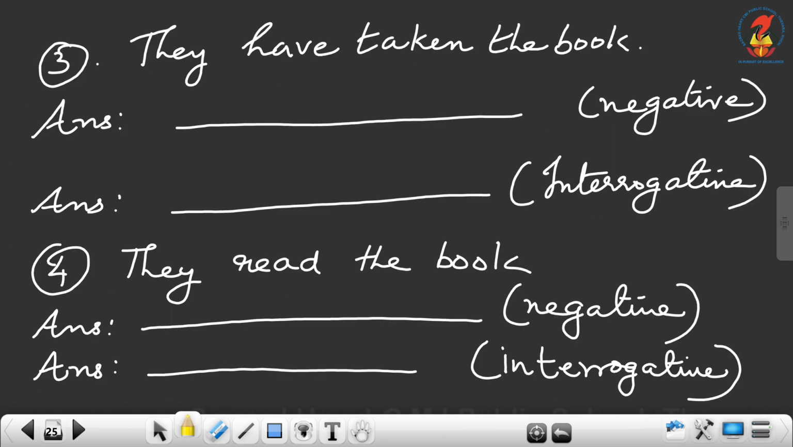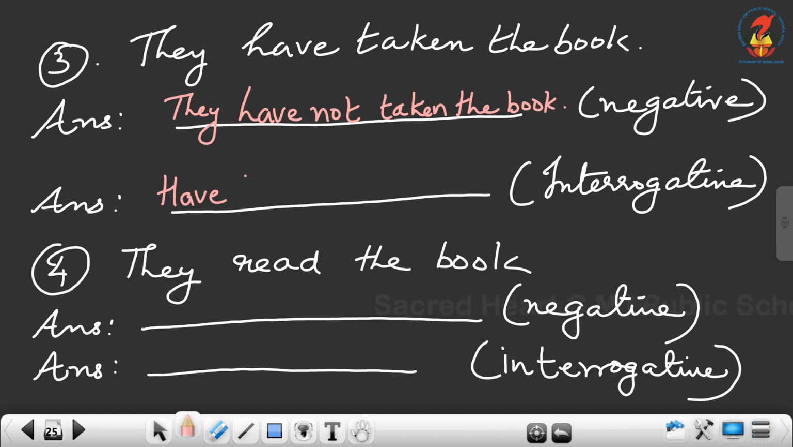Now, the next one, negative sentence. They have taken the notebook. Change that to a negative sentence. How will you do it? They have taken the book. Make it negative. They have not taken the book. Now, interrogative. Make a question by using this have in the beginning. Have they taken the book?